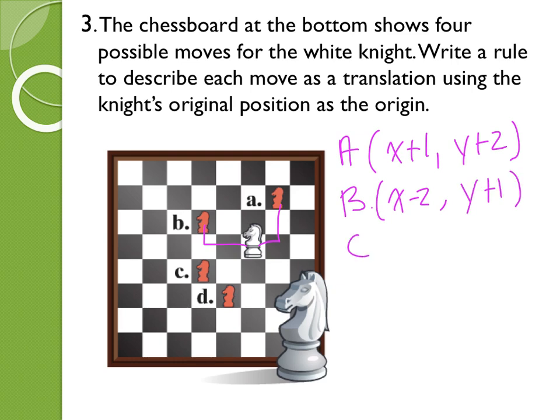C, we can go to the left 2, down 1, so X minus 2, Y minus 1. And D, you can go to the left 1 and then down 2, X minus 1, Y minus 2.